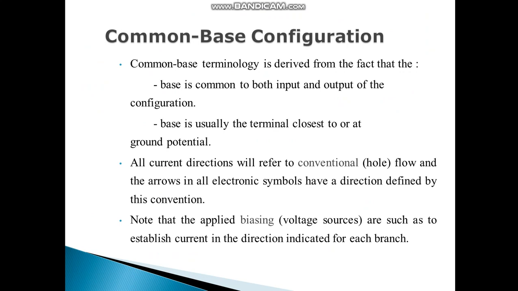Common base terminology is derived from the fact that base is common to both input and output of the configuration. Base is usually the terminal closest to or at ground potential. All current directions will refer to conventional flow, and the arrow in all electrical symbols have a direction defined by this convention. Note that the applied biasing voltages are such as to establish the current in the direction indicated for each branch.